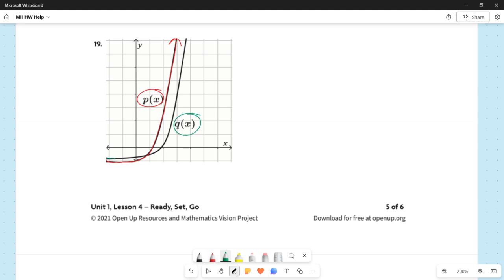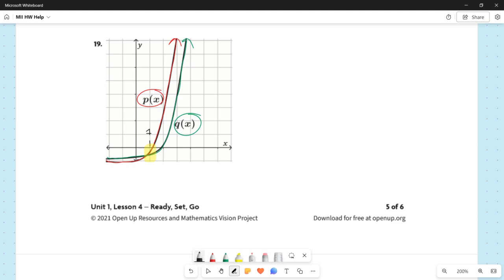Q of x starts out above p of x, but then it gets caught, and then it also starts to increase, but it starts to increase a little bit after p of x does. If we say x equals 1 in this case, if you look at red, red is increasing pretty quickly at 1, whereas green is still kind of tailing off. It doesn't really start to increase until maybe 2 or 2.5.